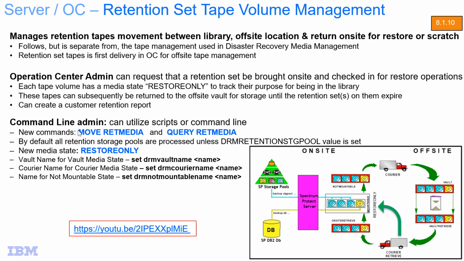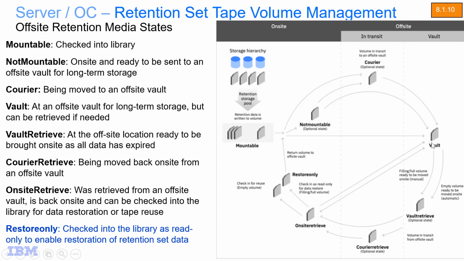The new commands we're introducing are going to be move rep media and query rep media. You can also get specific with your DRM vault name and your DRM courier name and your DRM mountable name by utilizing these set commands. I do have a demo out on YouTube, so check that out. So when we look at each of the pieces here, for those of you who have used DRM, you'll know the mountable, not mountable, courier, vault, vault retrieve, etc. And here the restore only piece is the new piece, which means it's checked into the library as read-only to enable restoration of retention set data.